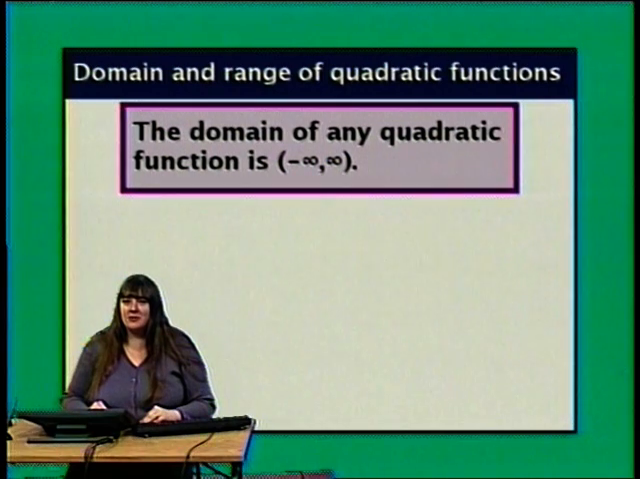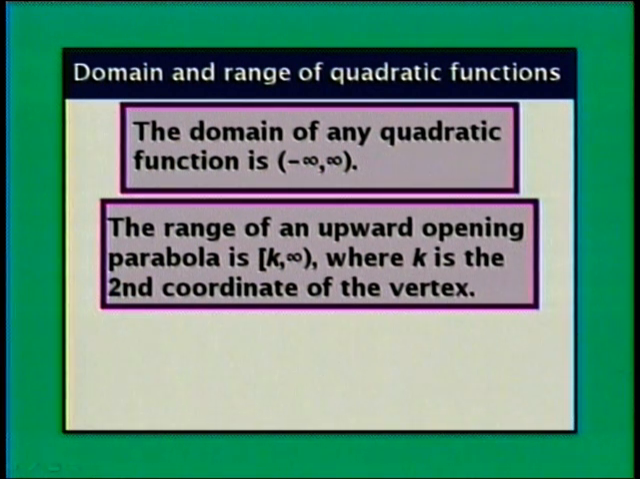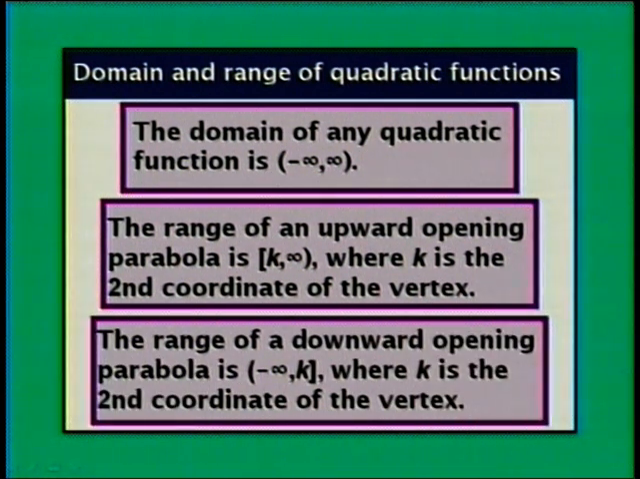So let's summarize the domain and range of quadratic functions. The domain of any quadratic function is all real numbers. The range of an upward opening parabola is k to infinity, where k is the second coordinate of the vertex. The range of a downward opening parabola is negative infinity to k, where k is the second coordinate of the vertex.